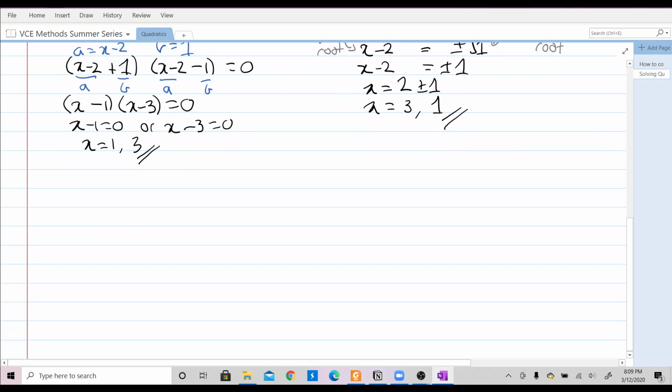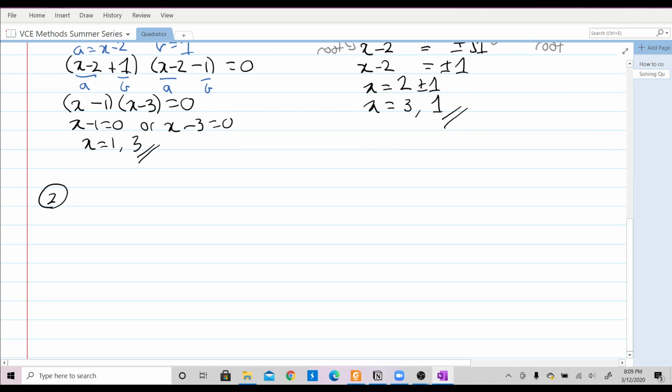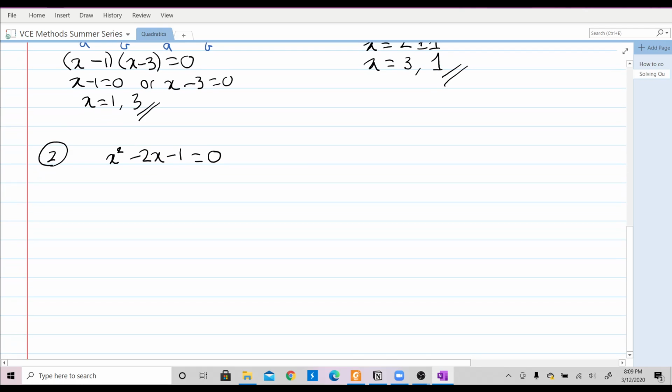Let's go with example 2. Let's go with something slightly harder. x squared minus 2x minus 1 equals 0. We'll start this off in the same way. We're going to write our x bracket here. We're going to halve the negative 2, so it becomes minus 1. Square it, it becomes 1. Subtract that, and then drop the other minus 1 down as well. Equals 0. That's (x minus 1) squared minus 2 equals 0.